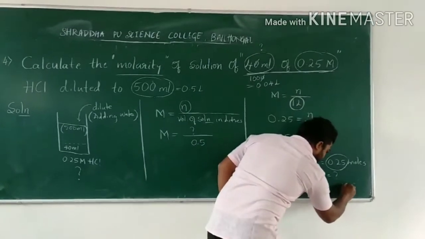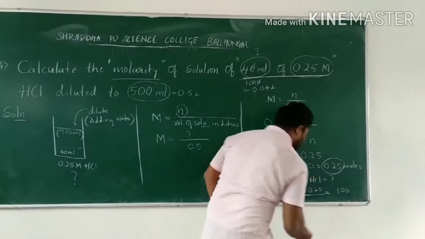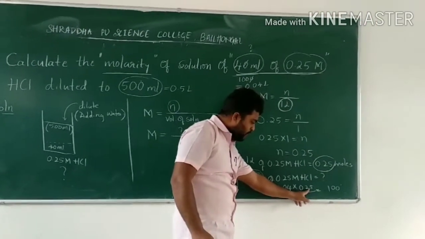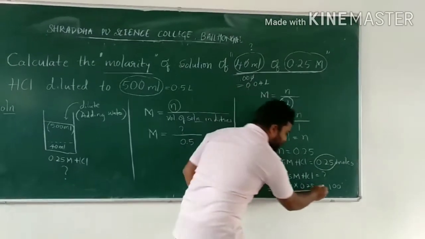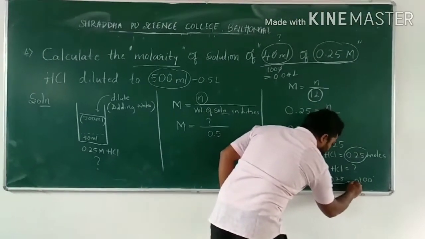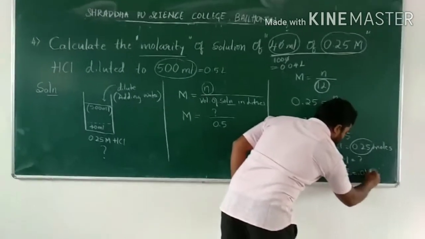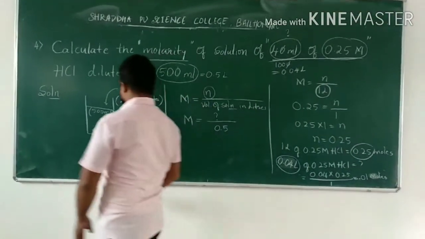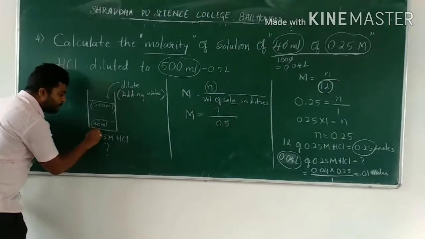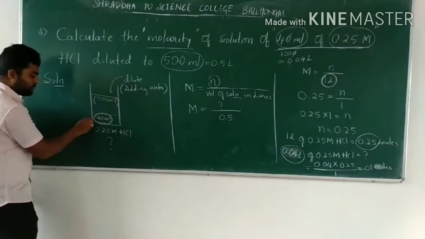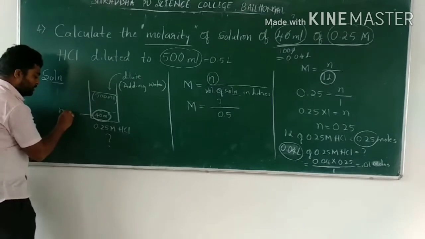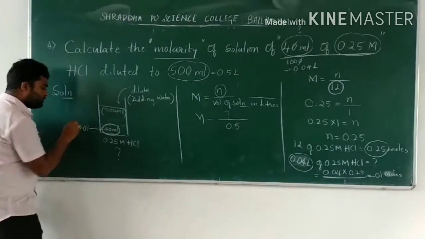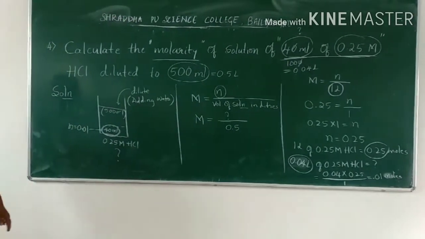So I am going to write the 100. After how many decimal points? 1, 2, 3, 4. So 4 decimal points means it becomes 0.01. Therefore, in this 40 ml solution, n is equal to 0.01.